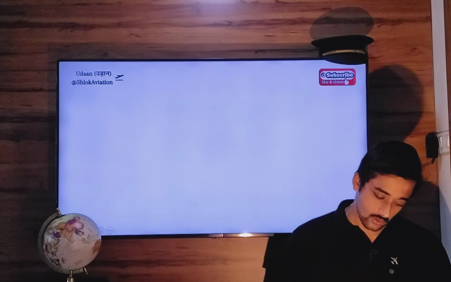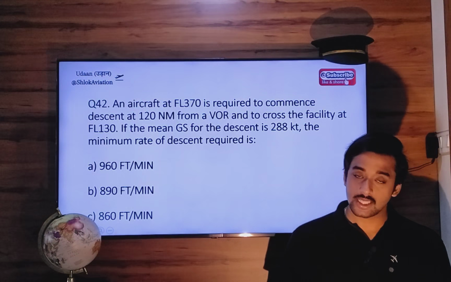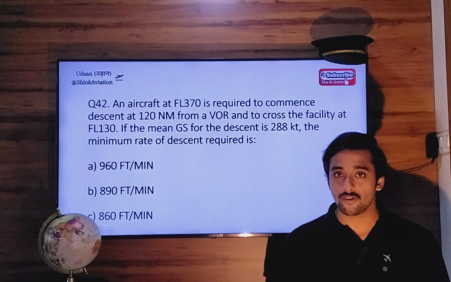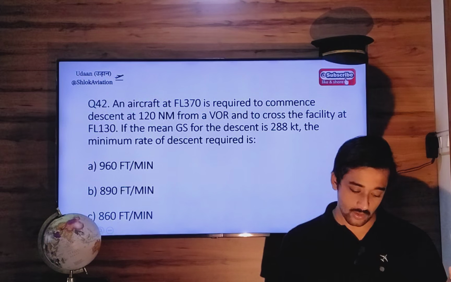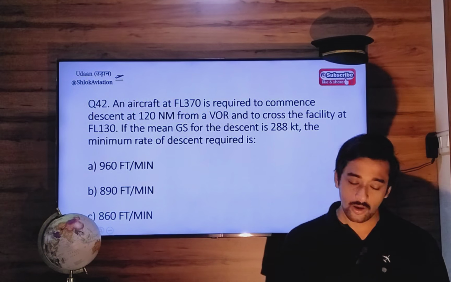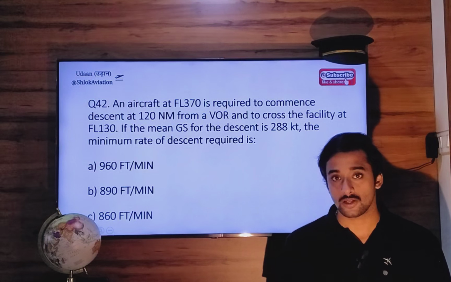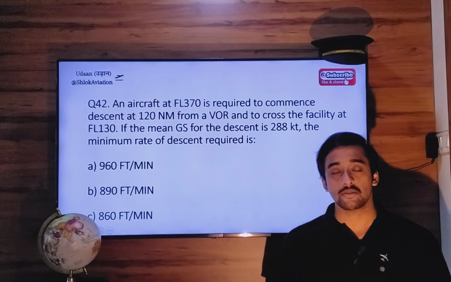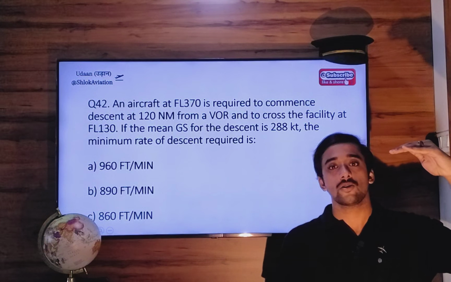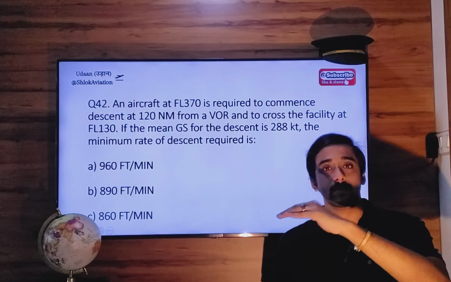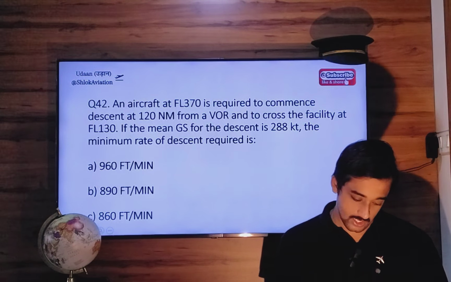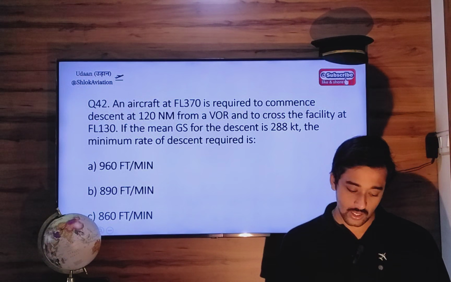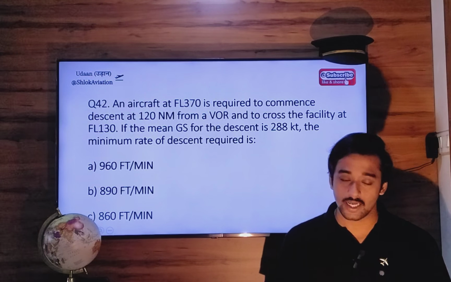Next, question 42. Aircraft at flight level 370, meaning 37,000 feet, is required to commence descent at 120 miles away from a VOR and to cross the VOR facility at 13,000, flight level 130. That means you are at 37,000 feet. From 37,000 feet, you have to come down to 13,000 feet directly over the VOR station. Ground speed is given to you. You have to calculate rate of descent.